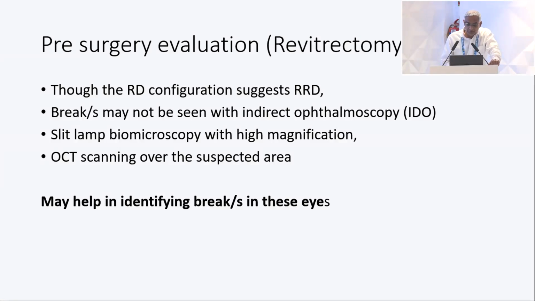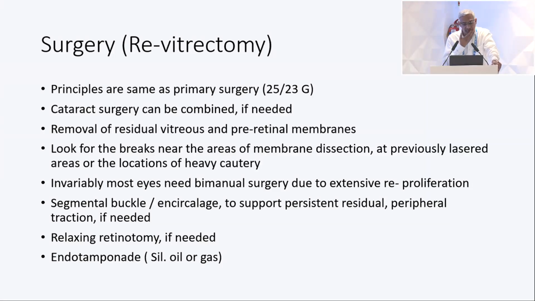Sometimes during evaluation you may not be able to identify breaks, and what you need to do is use high magnification slit lamp biomicroscopy or scan through OCT multiple images. You will be able to pick up the break and differentiate whether you are dealing with a tractional or rhegmatogenous RD.